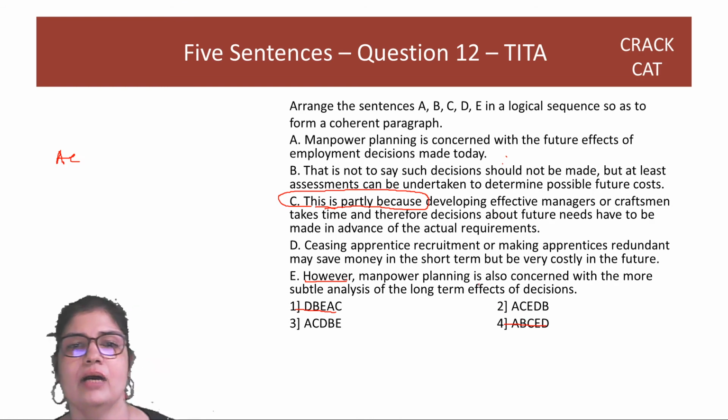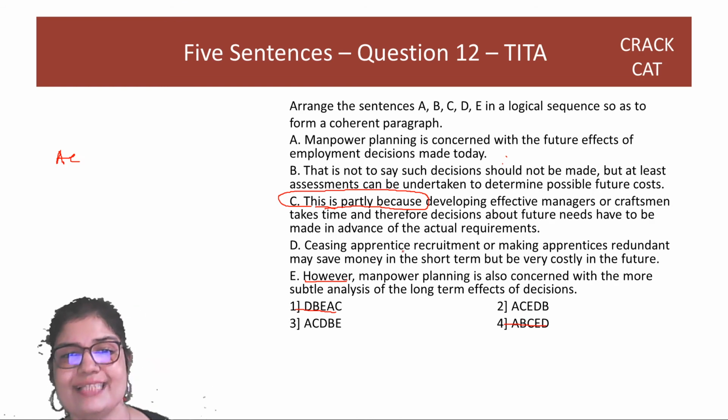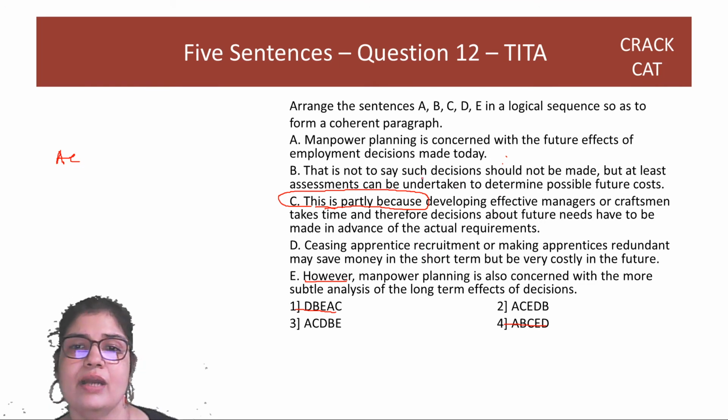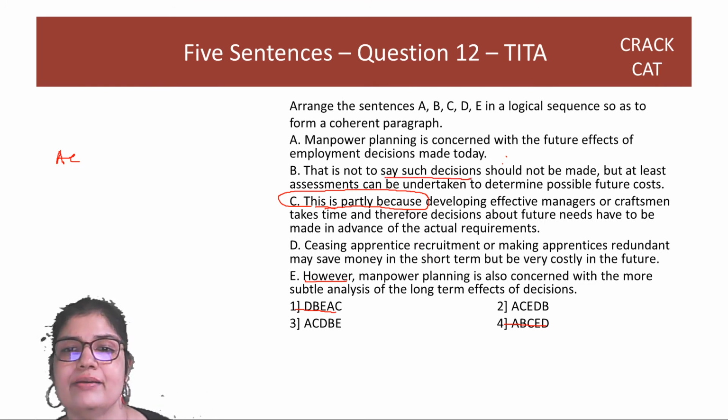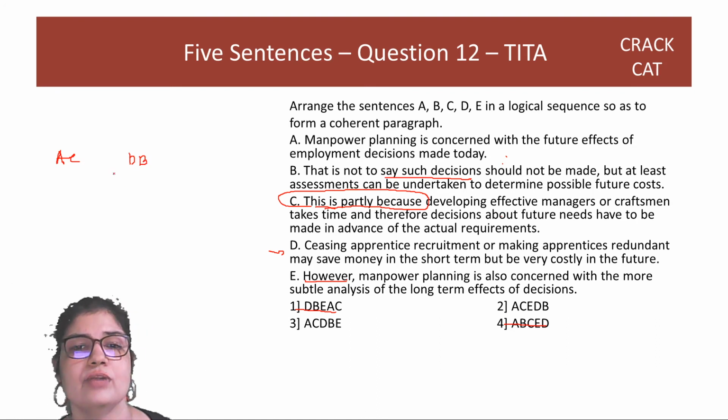Right? Now, D is an example. Ceasing apprentice recruitment or making apprentices redundant may save money in the short term but be very costly in the future. Now, where are decisions made? Decisions are made here. So DB is also a link. Of course, this is in both options, DB is a link, right? So now we go on to the placement of E. Will E come in the middle? Will E come in the end?